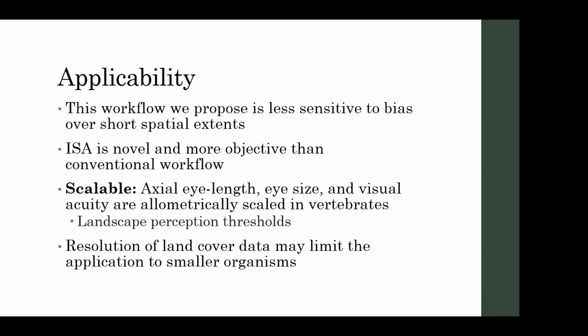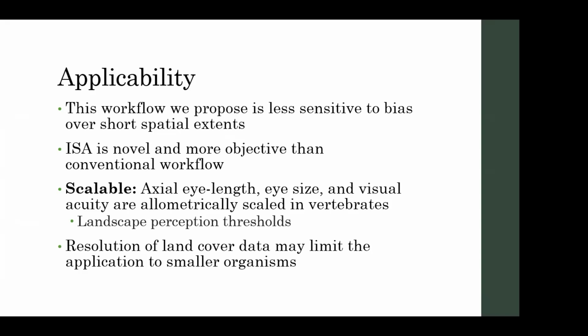So for applicability, we propose this is less sensitive to bias over short spatial extents than using subjective inputs. Incremental spatial autocorrelation is novel and more objective than the conventional workflow for determining the perceptual threshold of the species. And we believe it may be scalable.